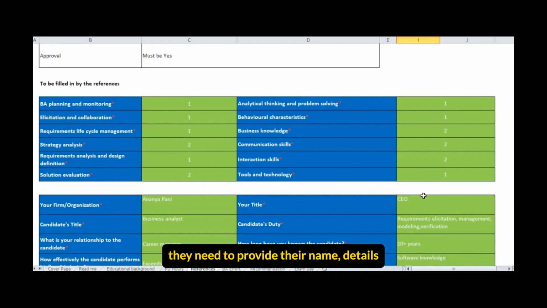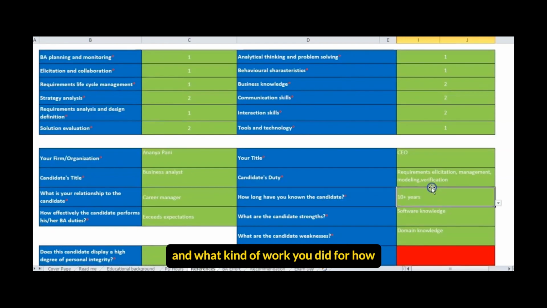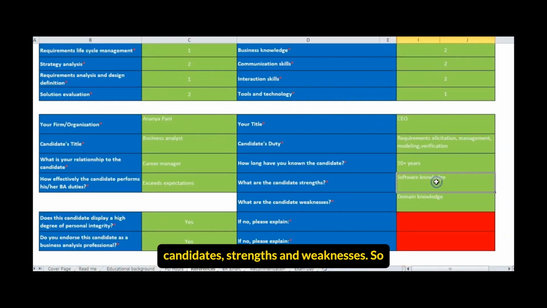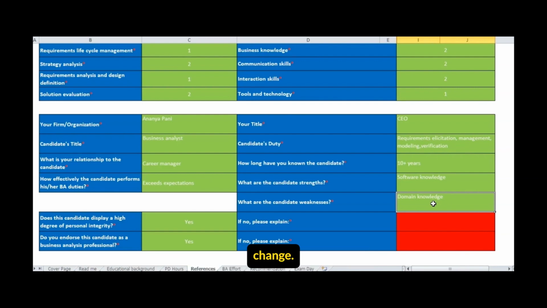So they need to provide their name, details, and what kind of work you did, for how long they have known you, and what the candidate's strengths and weaknesses are. Here is something we have provided as a reference. Usually we see people with good software knowledge, so that's obviously a candidate's strength, and many of them do not have enough domain or business knowledge, which is a typical weakness that we see with many of our candidates. But your references are free to change the descriptions as they like.